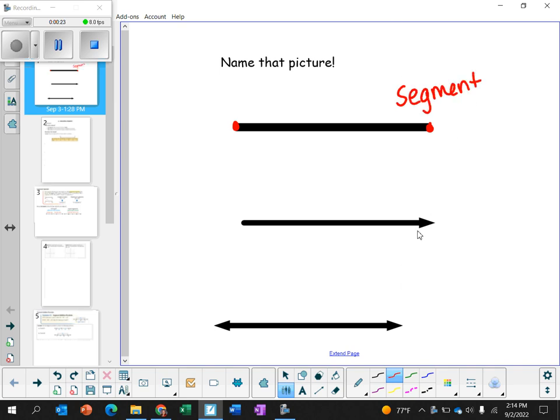Our second one goes forever in one direction, but doesn't have an arrow at the other end. So this one we would call a ray. And our last one has arrows at both ends, which means it goes forever both directions, so that is a line.